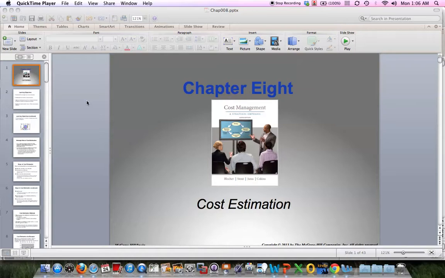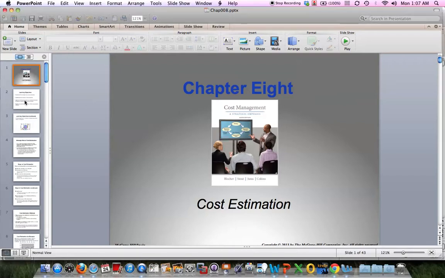Well, welcome to Chapter 8. We're going to start on page 264, and we're not covering the entire chapter, really just 264 to 269, and we're going to cover just kind of one main topic in this particular chapter. And the part we're going to talk about really deals with strategy and then cost estimation.